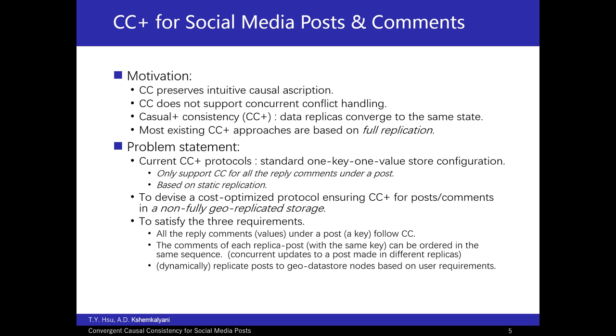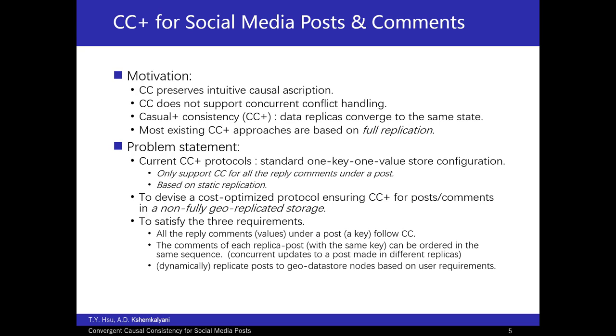Let's move on to the motivation and the problem statement of this study. We are going to discuss the problem of convergent causal consistency for posts and comments in social media platforms. Our motivations come from the following reasons. Causal consistency preserves intuitive causal ascription. This feature is important in social networks. It improves the user experience because with it, events appear to each user in the correct order.